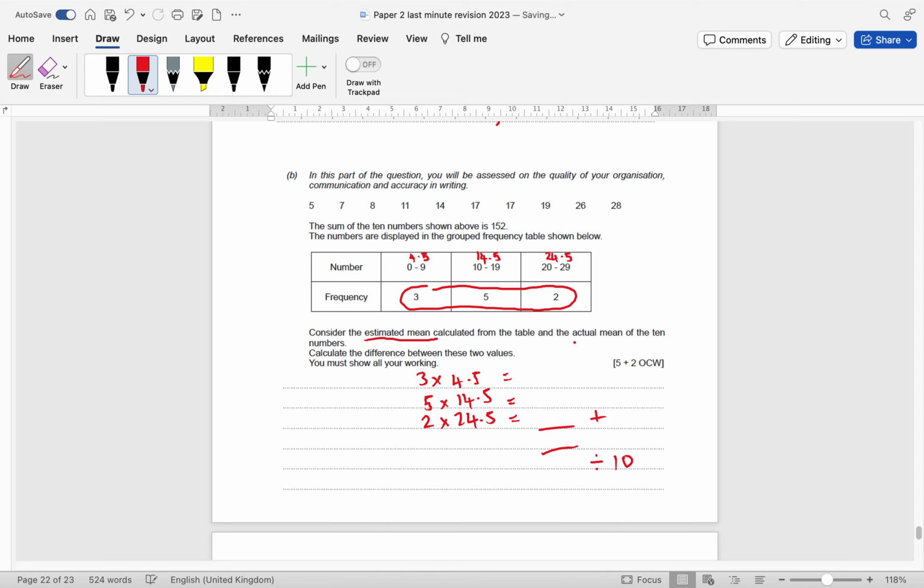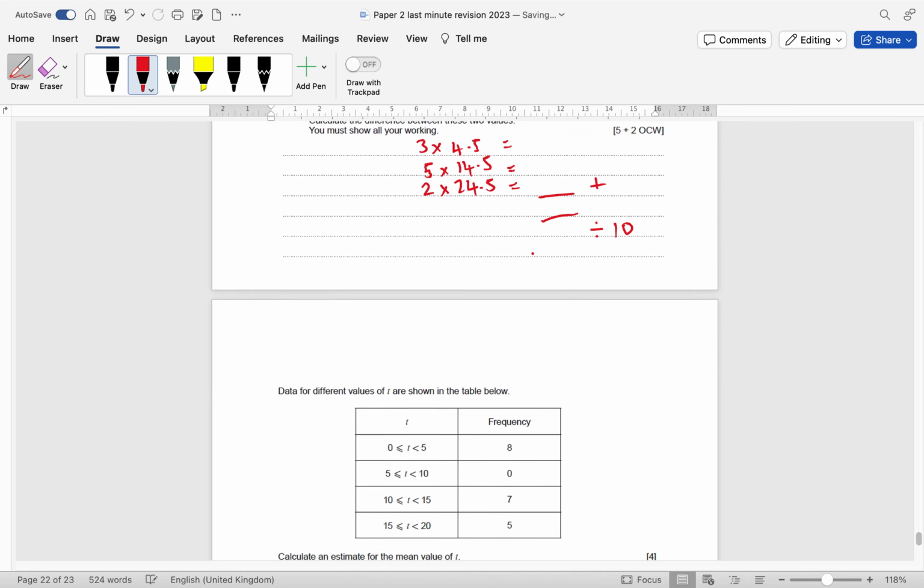That's an estimate. This question actually got you to work out the estimate, but then it gave you what the numbers actually were and asked you to work it out properly by adding them all up and dividing that by 10. And it says calculate the difference between the 2 values. That is accurate because you're using the actual numbers, whereas this is an estimate because you've put the numbers into groups and you're just using the midpoint of the groups. Like you're saying, oh, 3 of these numbers are around 4.5, which is in the middle. 5 of them are around 14.5, okay?